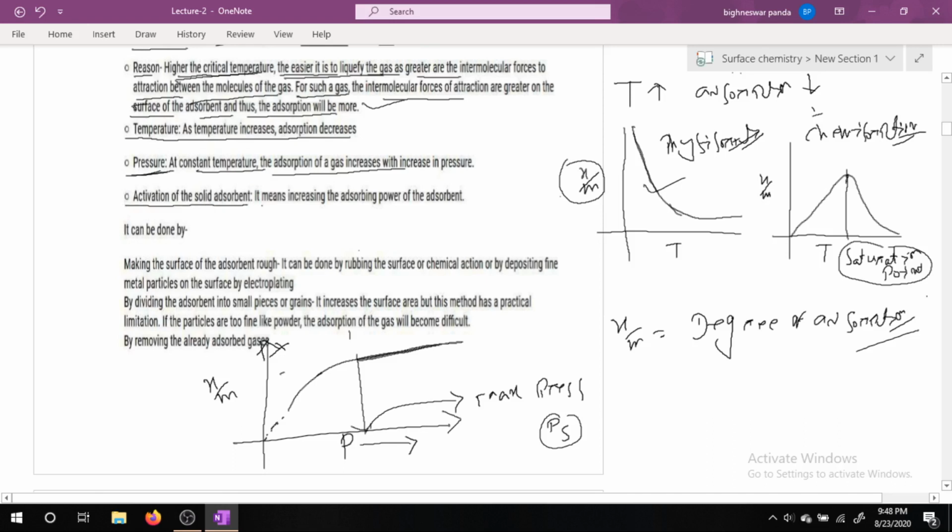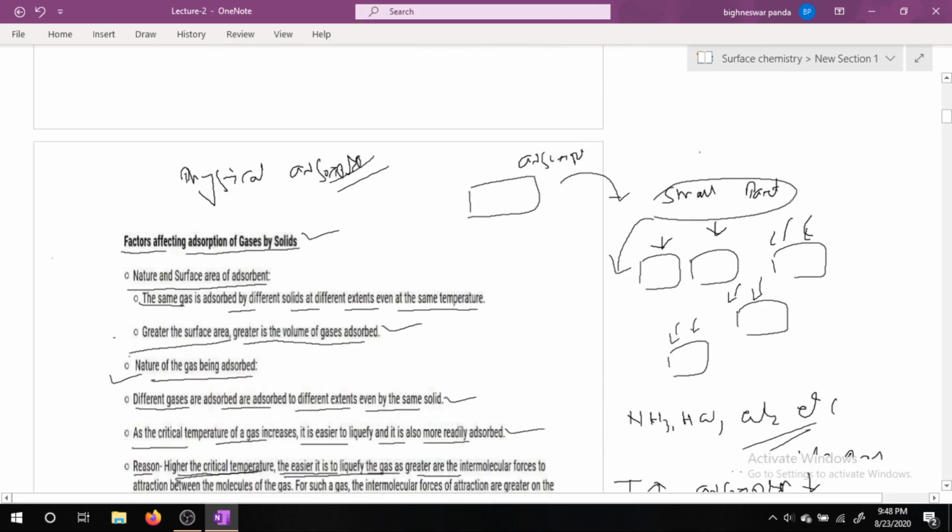Next, activation of solid adsorbent. It means increasing the adsorption power of the adsorbent, and it can be done by making the surface of the adsorbent rough. It can be done by rubbing the surface or chemical action, and by dividing the adsorbent into smaller pieces.